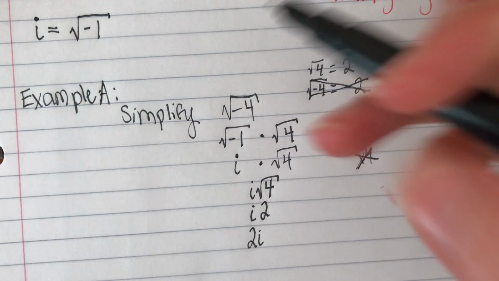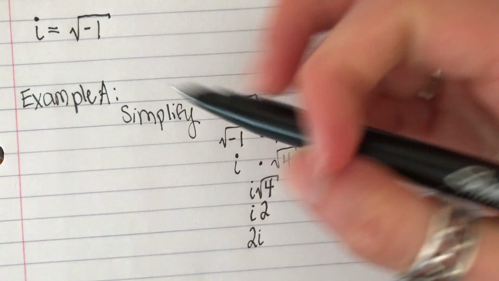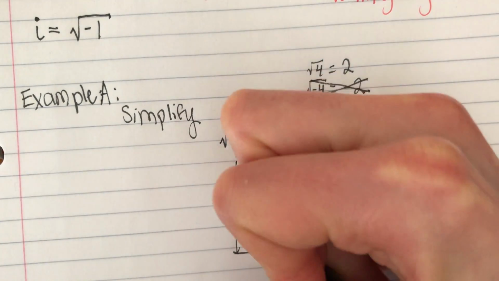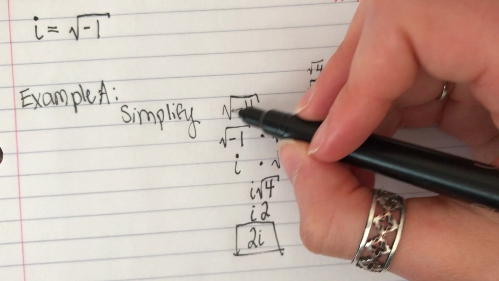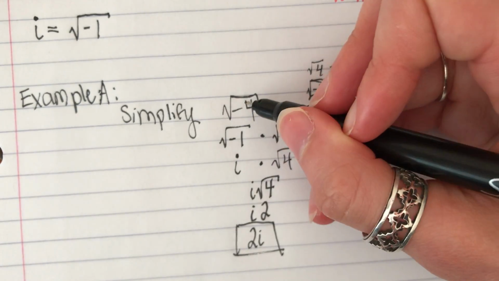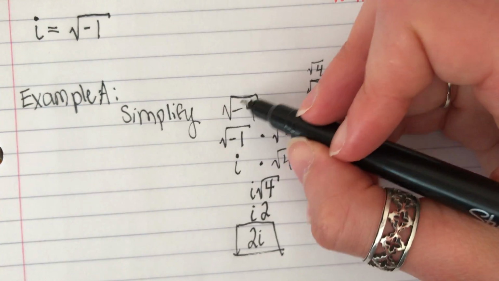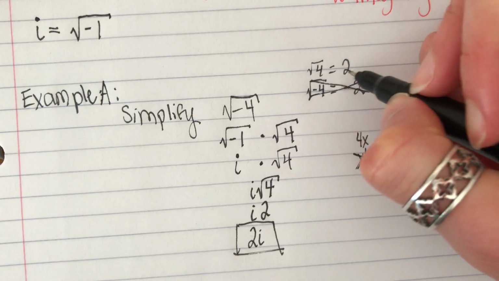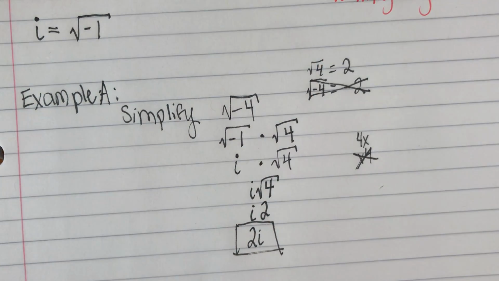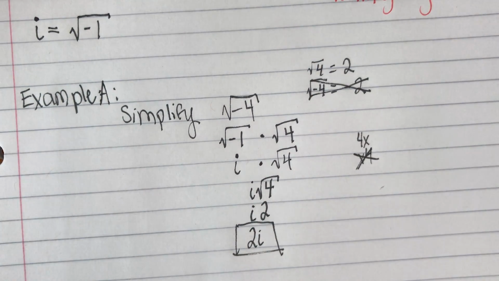Okay, so if you look at where I started and where I ended, you can see, and this would be my answer, I've simplified this. Basically what I did is I took the square root of the positive version of this number in here, which would just be 4. I took the square root of that and then tacked an i onto it to indicate that we would have to multiply that by the square root of -1.